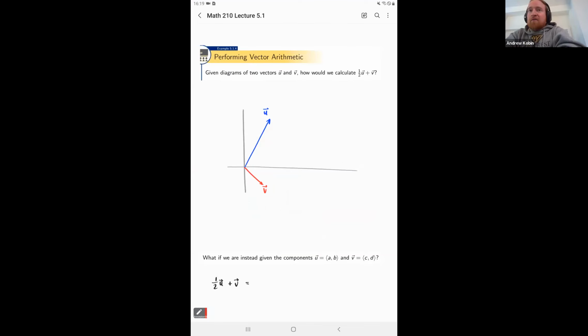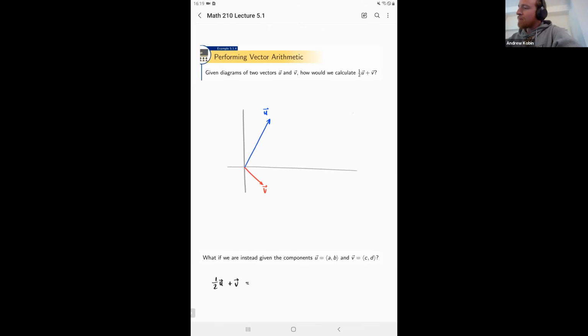So let's suppose we have two vectors u and v in the xy plane, and the vectors could be starting at any start points and end points, but I'm just going to assume that both of them are starting at the origin. Remember that we can always translate these vectors around and stick their starting points anywhere we want, but their endpoints will be different in general. So we have two vectors u and v. How would we calculate the sum 1/2 u plus v?